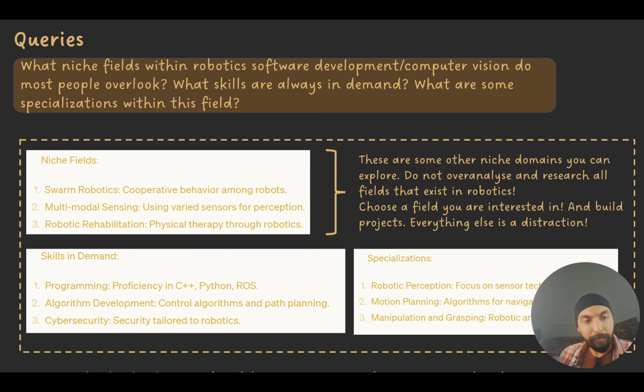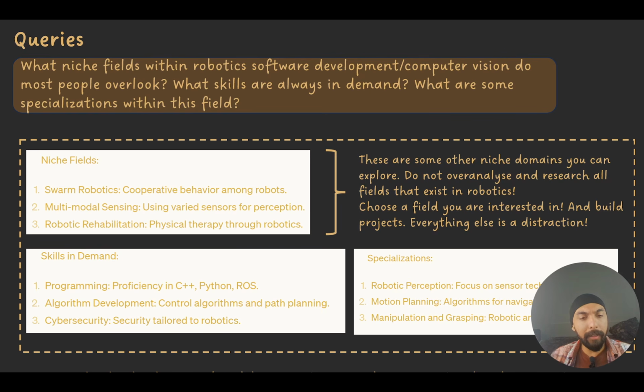For instance, skills in demand. What are skills that are always in demand? Of course, C++, Python, and ROS. And by the way, C++ is probably more important for robotics. But since you want to explore and get a sense of the different domains, starting with Python would be a better thing to do for your particular case. You also need algorithm development, general control algorithms, and path planning, and you can gain those skills just by doing the projects that I have highlighted in the curriculum.